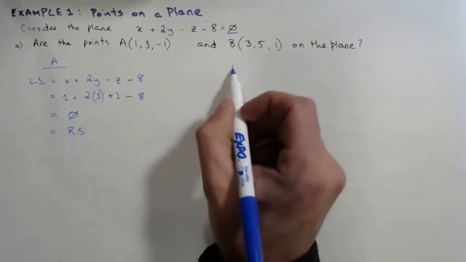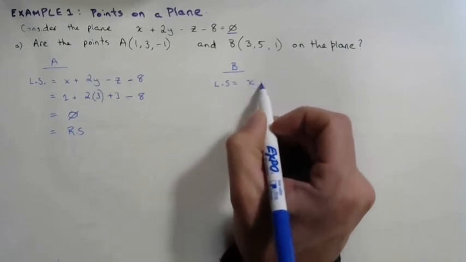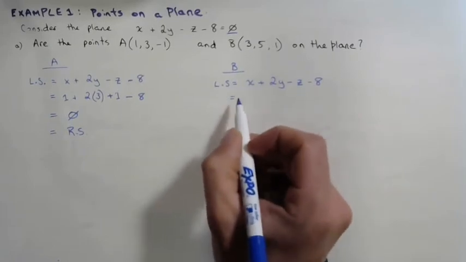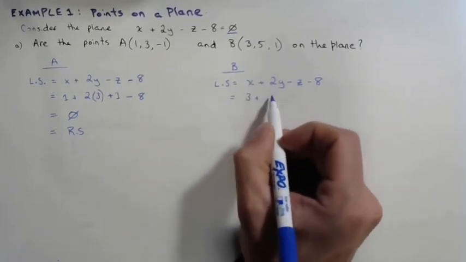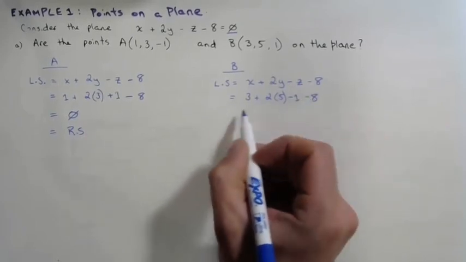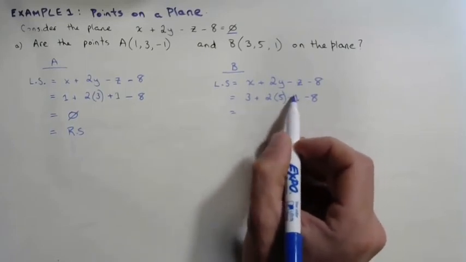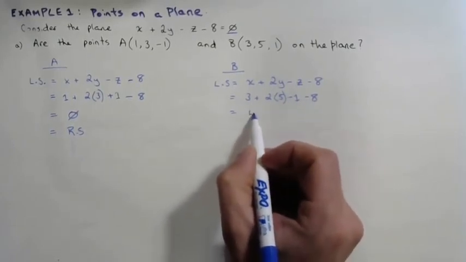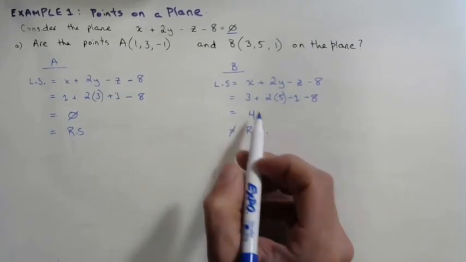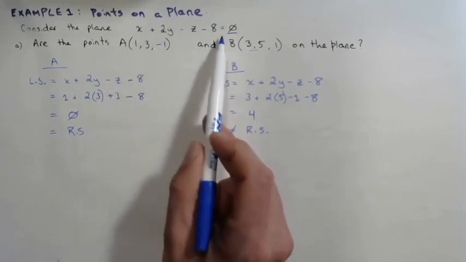Okay, let's check B. We've got our left side of the equation. I'm going to write it properly this time. x plus 2y minus z minus 8. Sub in what I know. x is 3, y is 5, z is 1. I've got 10 plus 3 is 13, minus 1 is 12, minus 8 is 4. And that does not equal the right side. Therefore, the point B is not on the plane defined by this equation.